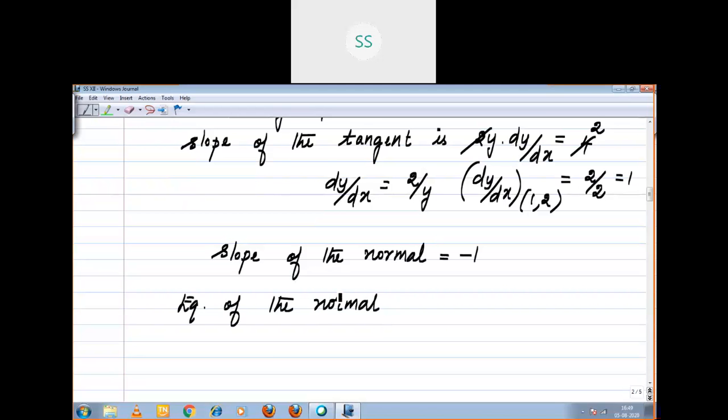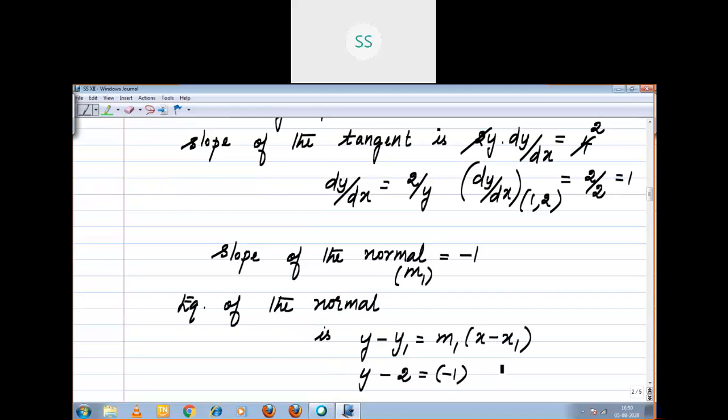But here they are expecting the normal, so this one you should denote as m1. That you are going to substitute in the equation. Right, children? Equation of the normal is y minus y1 equal to m1 into x minus x1. You know the value of y1 and x1. y minus 2. What is your m1?